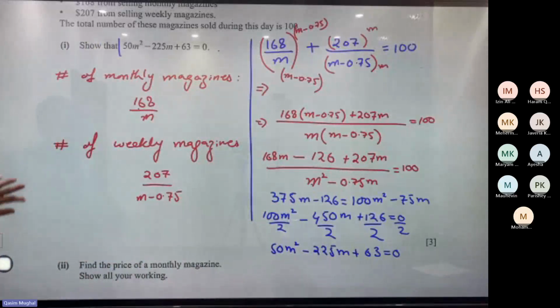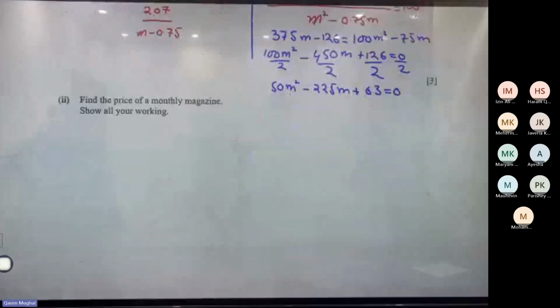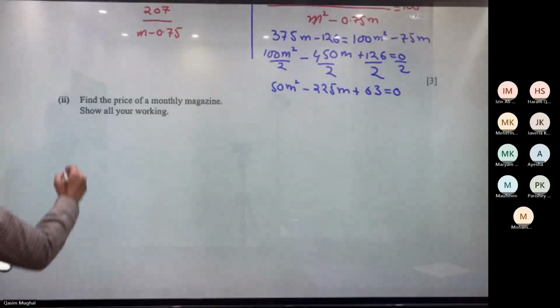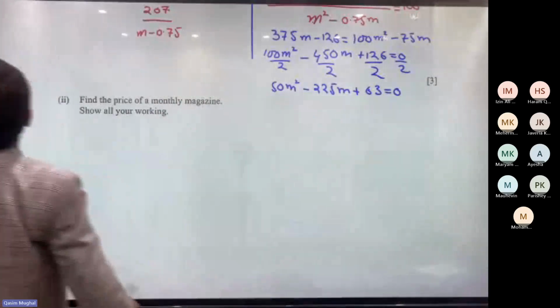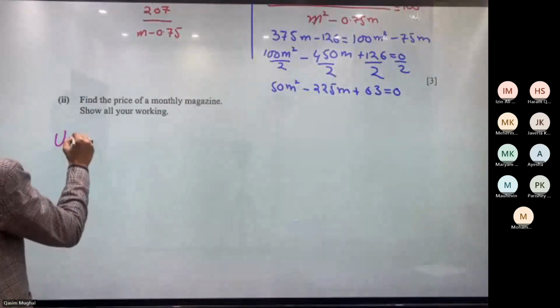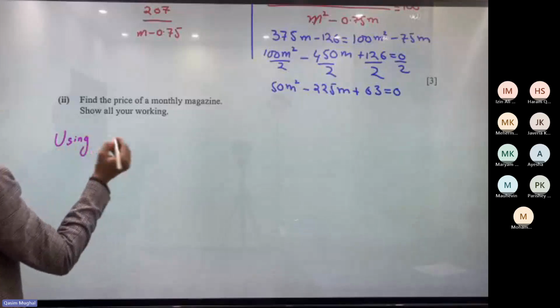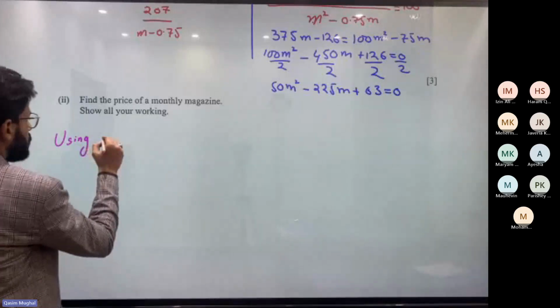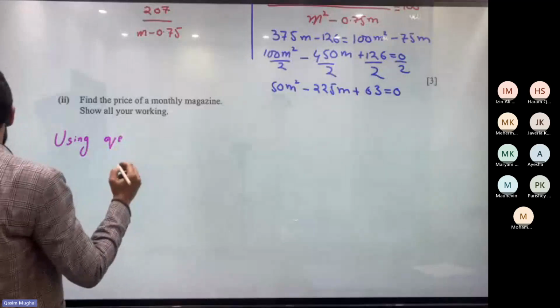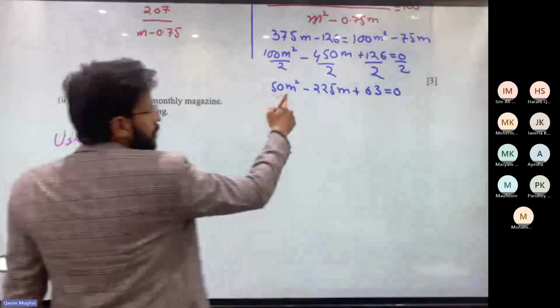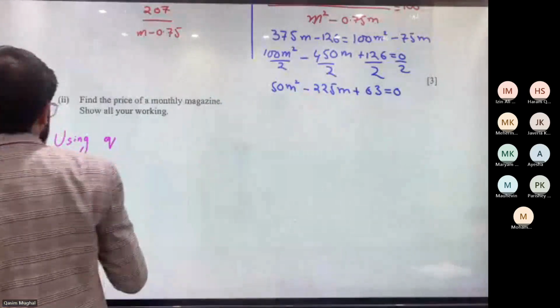You were supposed to reduce that. Next, find the price of a monthly magazine. चलिए इसको solve भी करते हैं. Okay, this is a quadratic equation in which variable? What is the variable here? M. By the way, this is not one variable. Okay, this is m squared and this is m. They are two different variables.